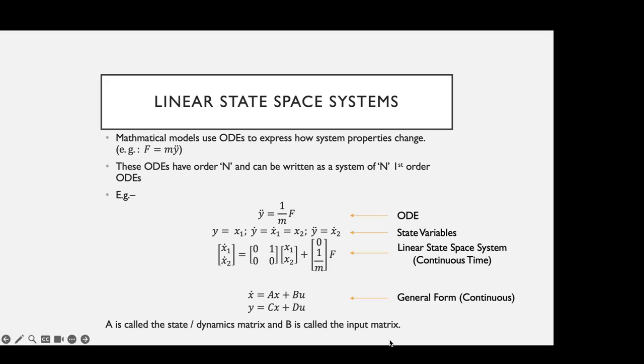And then you can represent that as a system of equations represented here. So this would be your linear system. And the general form is x dot equals Ax plus Bu. A is typically called the state matrix or the dynamics matrix because it contains all the dynamics of your system. If you look at this system right here, the A matrix is 0, 1, 0, 0, where the 1 corresponds to x2, and x2 is y dot, so it's your velocity. So it maintains the properties of your system. And then B is called your input matrix because that's how your inputs enter into your system.